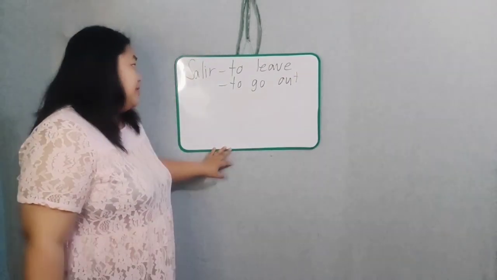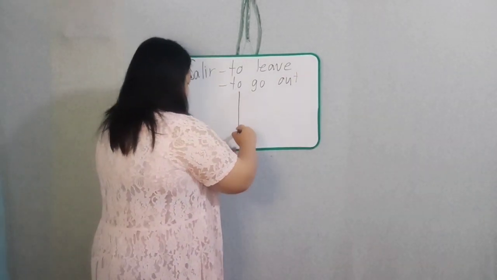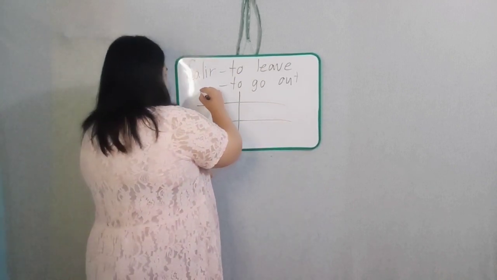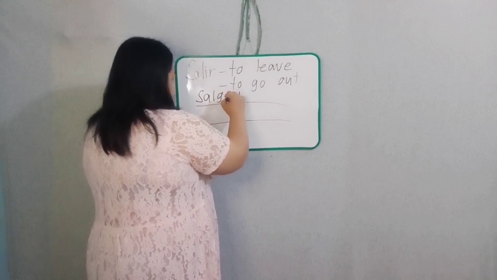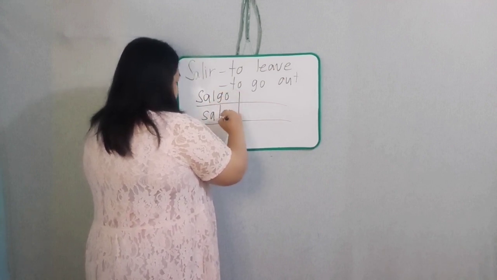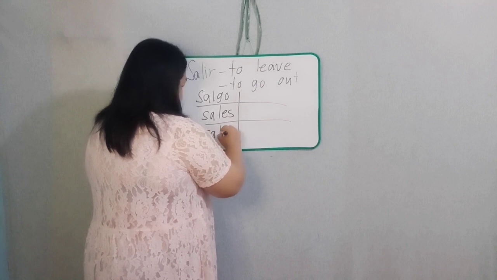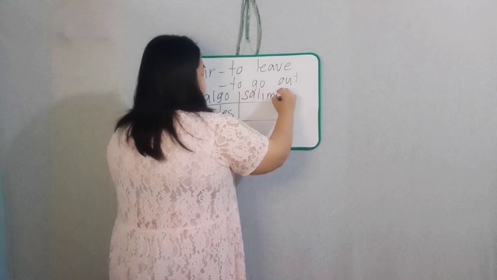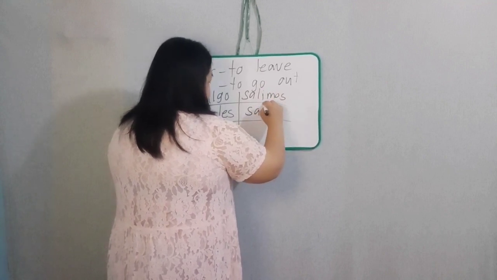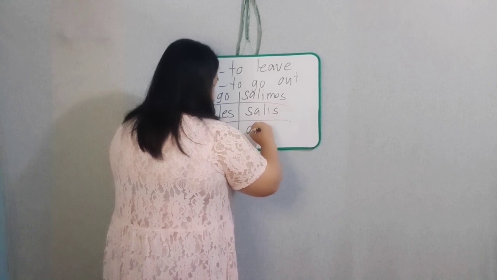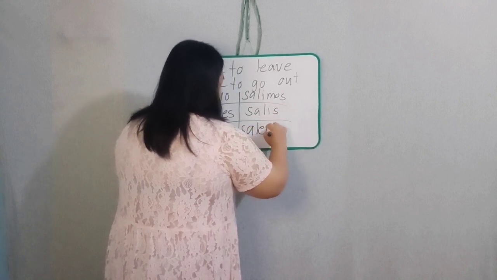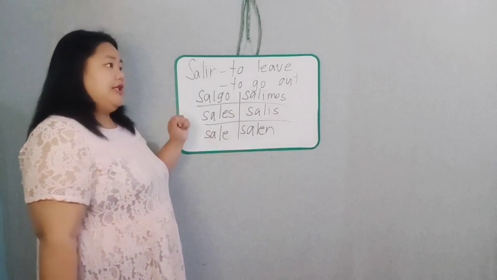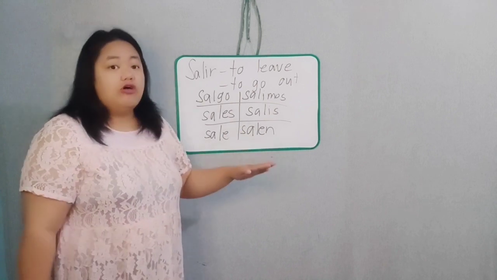These are conjugations of the verb salir in the present tense. First off, the yo form is salgo. We have sales, sale, salimos, salís, salen. So these are the conjugations of the verb salir.